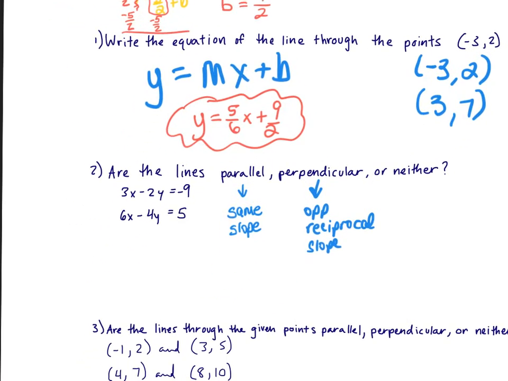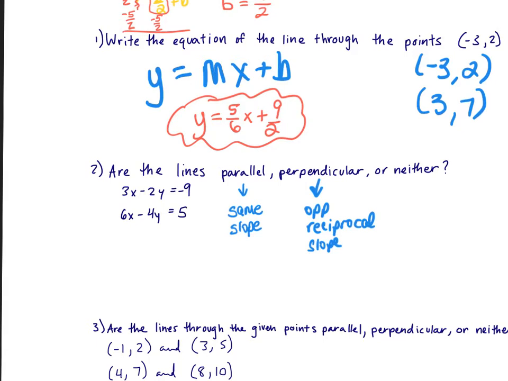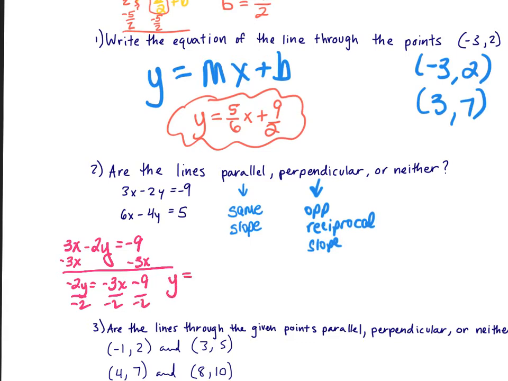So if I'm given two lines, I need to put them into slope-intercept form so I can compare the slopes themselves. I'm going to rewrite this first line, 3x minus 2y equals negative 9, and solve for y. I subtract 3x from both sides, so I have negative 2y equals negative 3x minus 9. Then divide everything by negative 2. So this line is y equals 3/2 x plus 9/2.